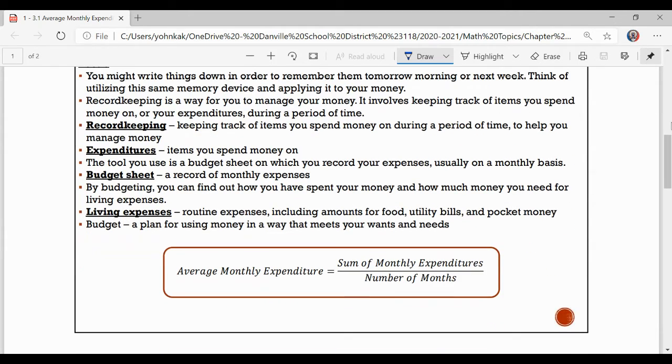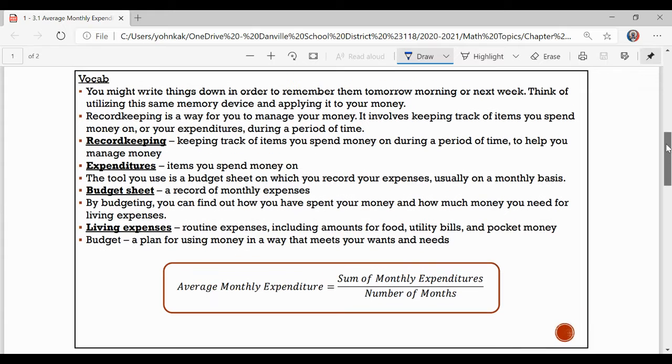You might want to write things down in order to remember them tomorrow morning or next week. Think of utilizing this same memory device and applying it to your money. Record keeping is a way for you to manage your money. It involves keeping track of items you spend money on, or your expenditures, during a period of time. Expenditures are items you spend money on.